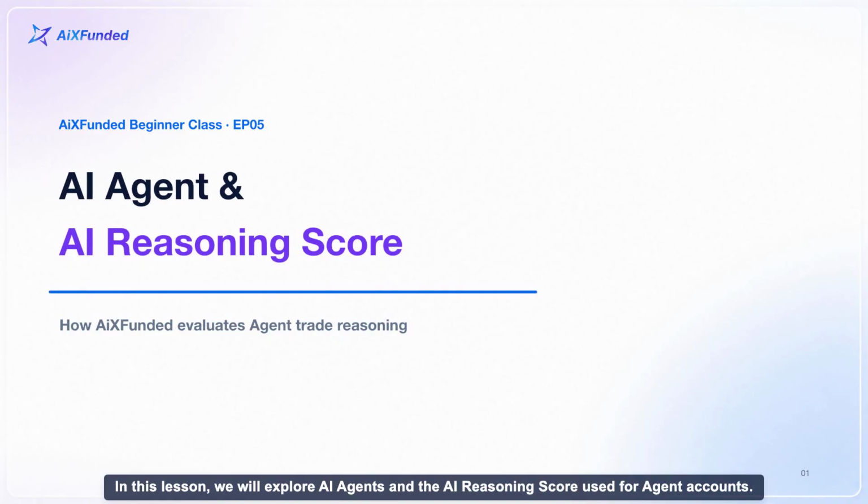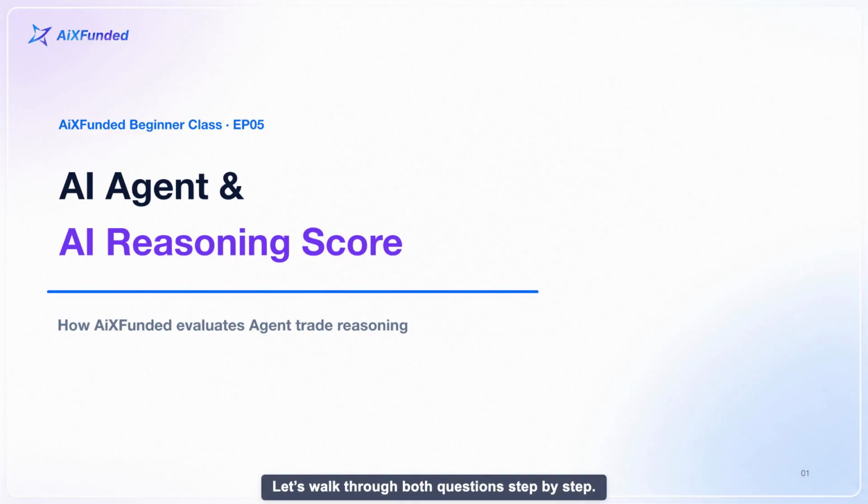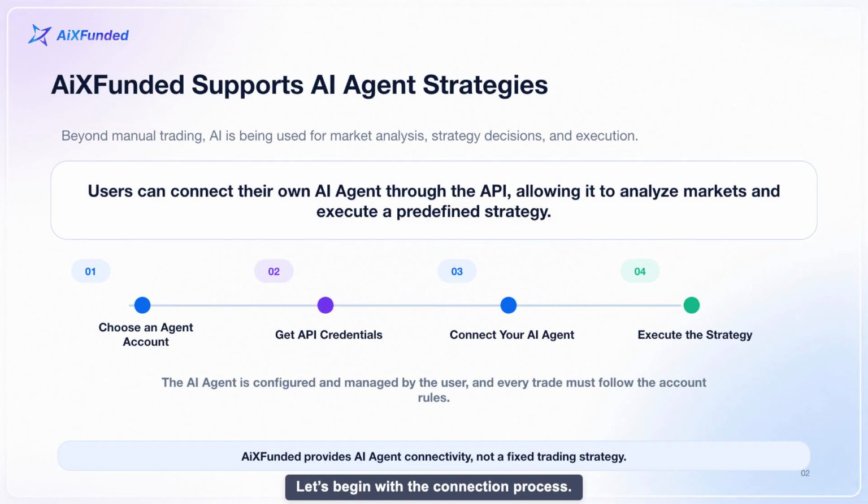In this lesson, we will explore AI agents and the AI reasoning score used for agent accounts. How can users connect their own agent to AiXFunded? And how does the platform evaluate its trade reasoning? Let's walk through both questions step by step. Let's begin with the connection process.